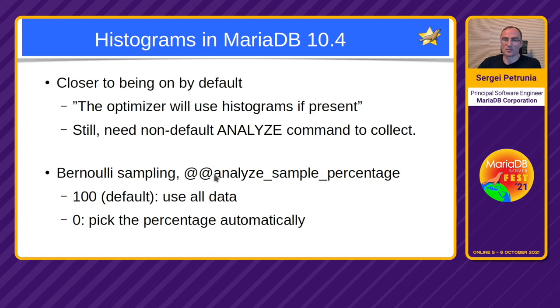In order to combat the high cost of collecting the histogram, we have added Bernoulli sampling, the analyze sample percentage variable, which by default is set to 100, where it still uses all data, or you can set it to a lower value, and then histogram collection will have less overhead. The value of zero will actually pick the percentage to sample automatically. However, it will still do a full table scan and will walk through the whole table.